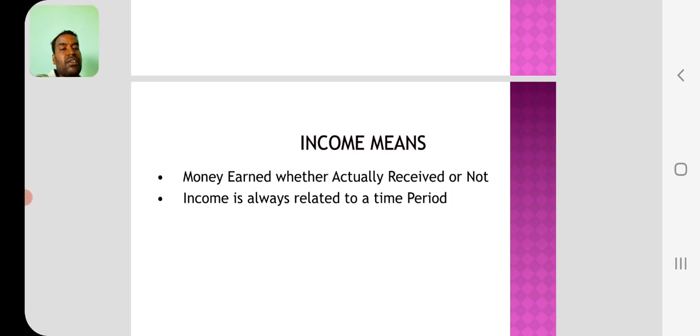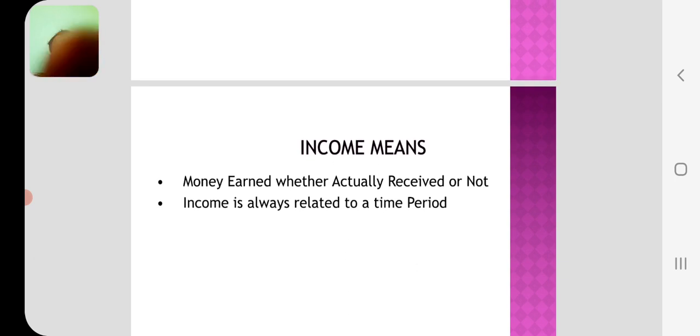Income means money earned. Income means getting money inside, getting money by doing some activity. It is called income. It is money earned, whether actually received or not. Income is always related to a time period.